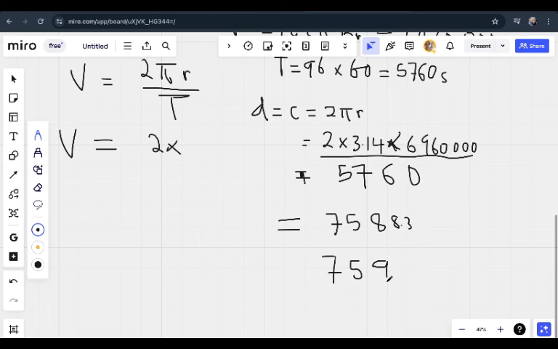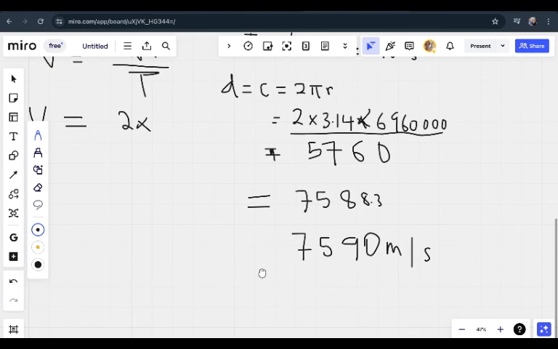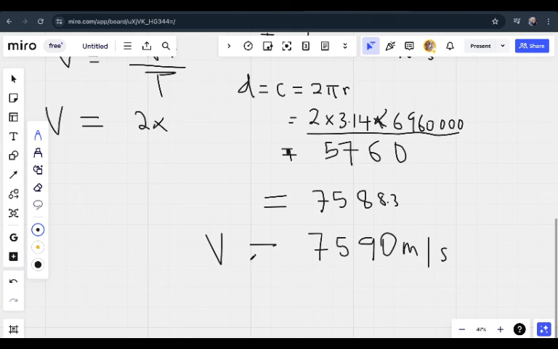75,900 meters per second, because we converted the distance to meter, so you write meter per second, and we converted the time to seconds. So this is the speed. This is the orbital speed, V. Because you now divide by the time, this is what it is.